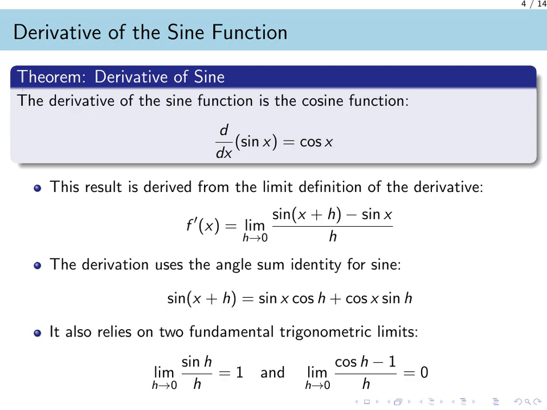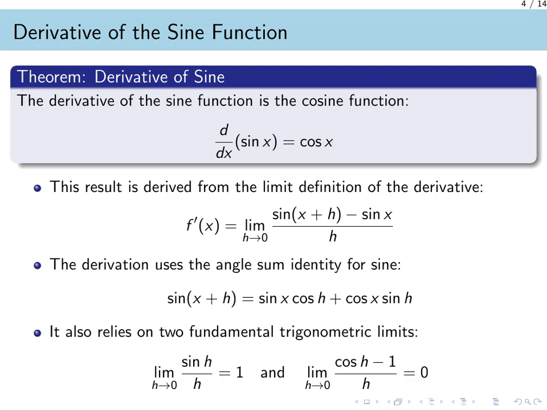We start with the formal definition of the derivative, which involves the limit of a difference quotient as h approaches 0. The key step is to use the angle sum identity for sine, which lets us expand the term sine of the quantity x plus h. After rearranging the terms, the problem simplifies down to two fundamental limits we have already established.